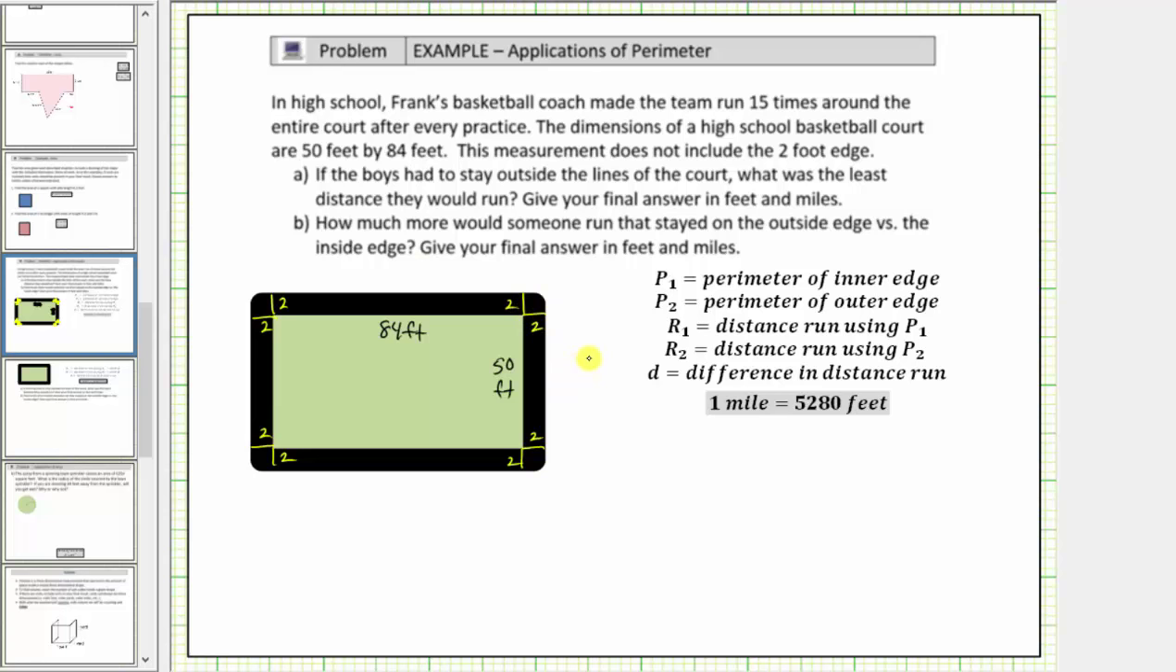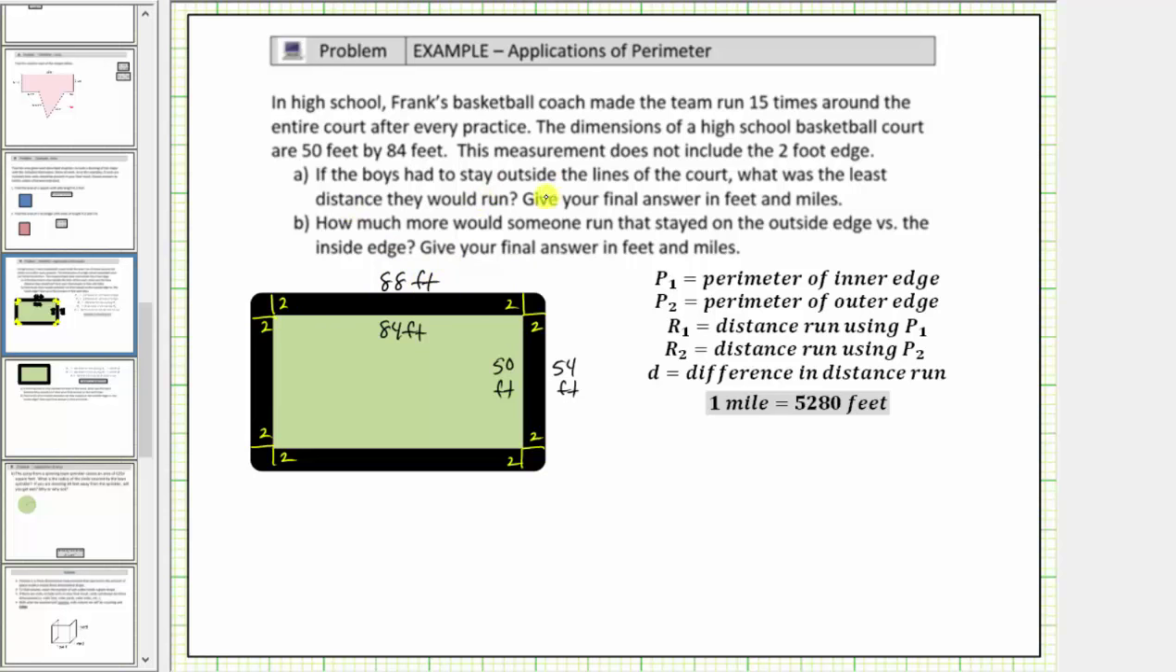Let's label the lengths of the outer edges. This outer edge has a length of 50 feet plus 2 feet plus 2 feet, which equals 54 feet. This outer edge has a length of 84 feet plus 2 feet plus 2 feet, which equals 88 feet. And now let's look at the questions.